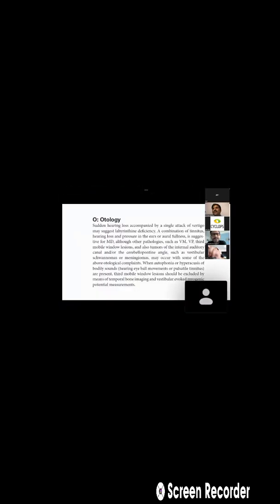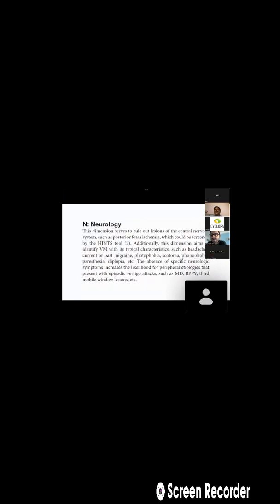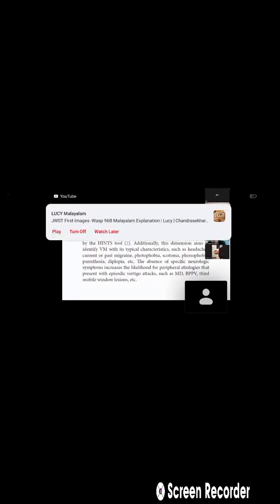Okay, fine. Next thing is neurological symptoms. This dimension serves to rule out lesions of the central nervous system. Of course, the HINTS tool is there. We are going to teach something better than the HINTS tool during the hands-on session. Now, in this also we have features which tell us whether somebody is having a migraine attack, whether somebody is going through a stroke. These are the things.